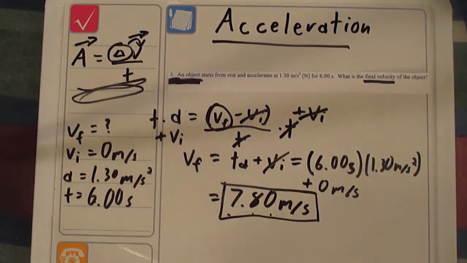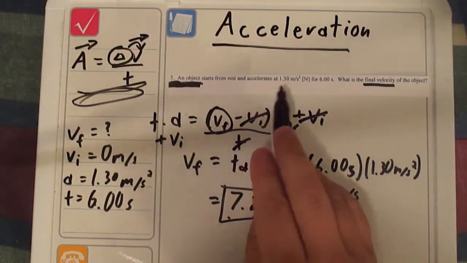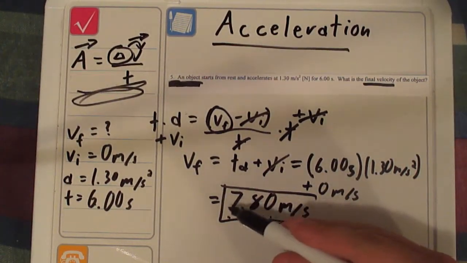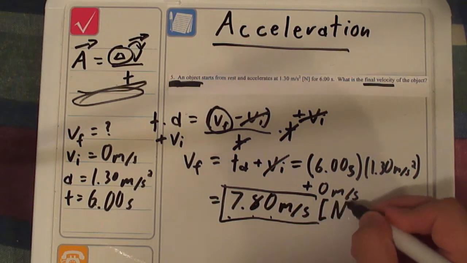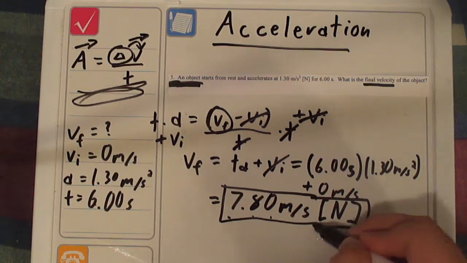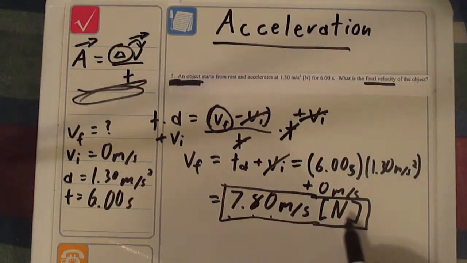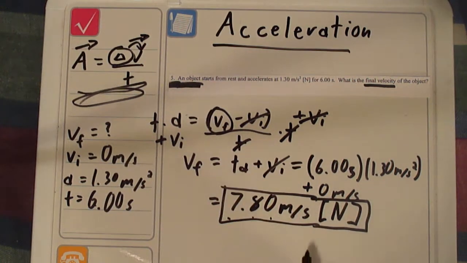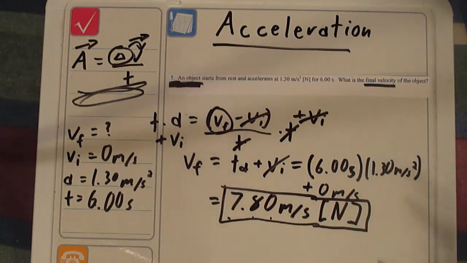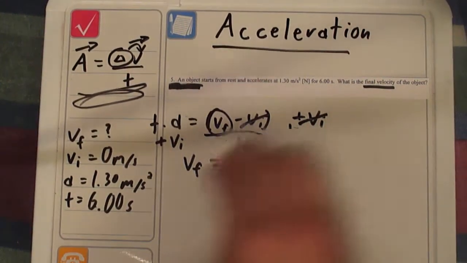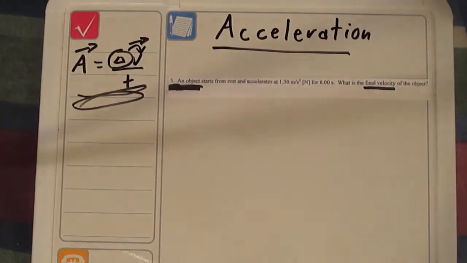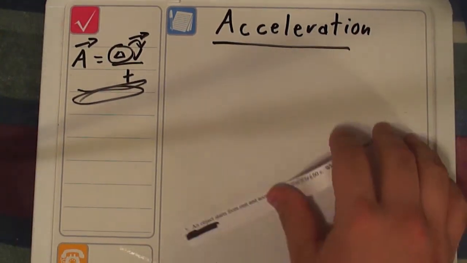Oh, sorry, one more thing. It is accelerating north from rest, which means this is a positive number, which means it is north. So since it's accelerating north, you know that this object is going 7.8 meters per second north. So not bad. I'm probably completely confusing you with the whole change in things.